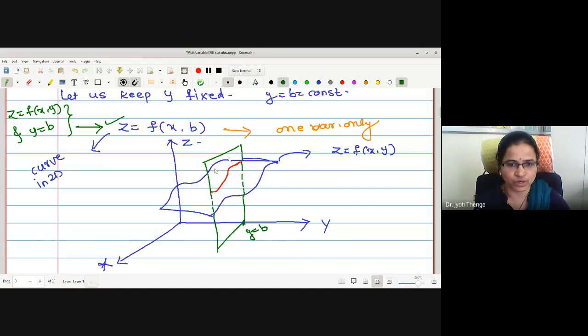I hope you are understanding. Okay, therefore this is nothing but a curve. What is the curve? This is the red color curve. Here I have shown this by red color. This is a curve. Okay.